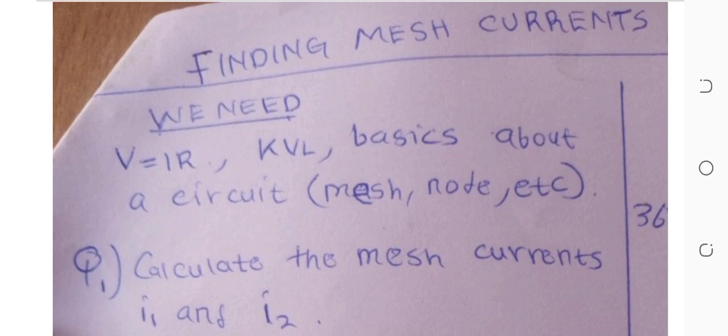So to find the mesh currents, we need this formula: V equals IR, that is, voltage equals current times resistance. Then you need KVL, that is Kirchhoff's voltage law, which says that going round a loop, the voltage drops are equal to the voltage supply on the loop. Then you need to know all the basics about a circuit, that is mesh, node, among others.